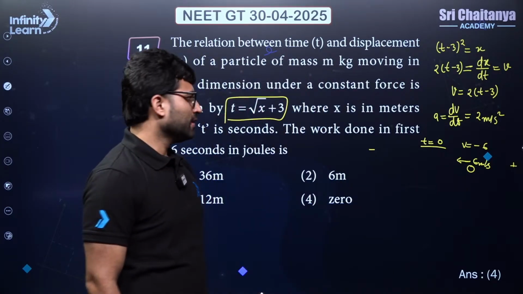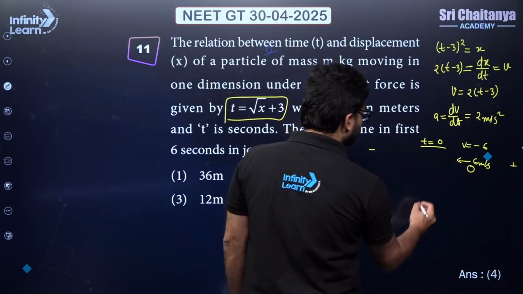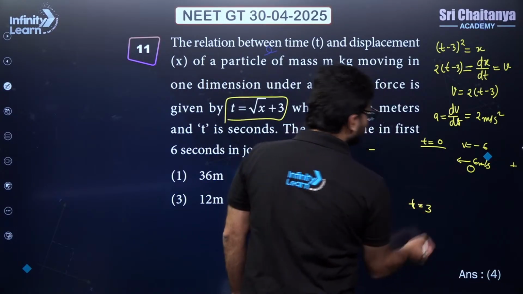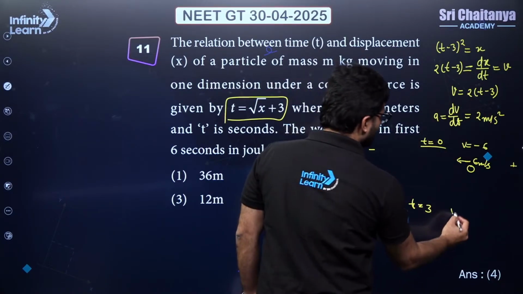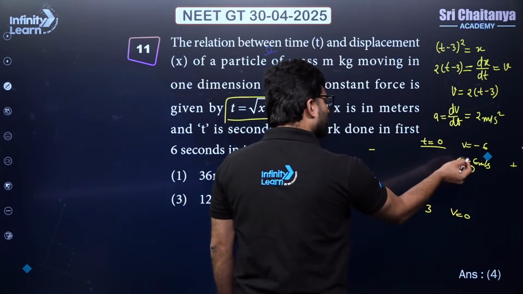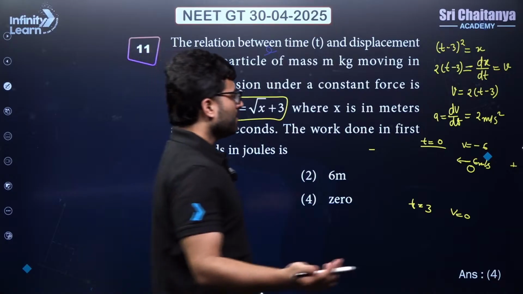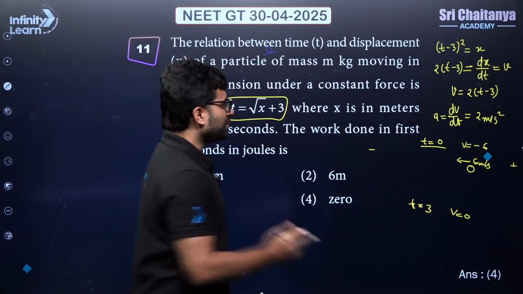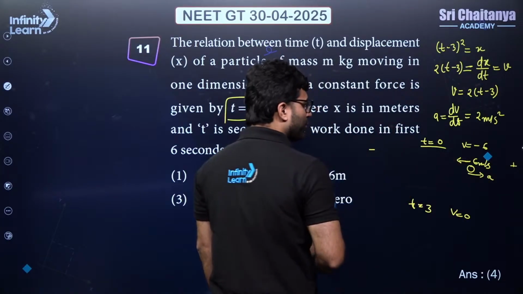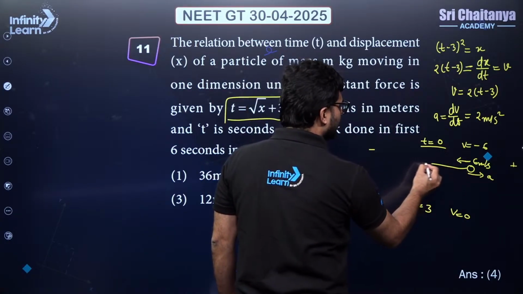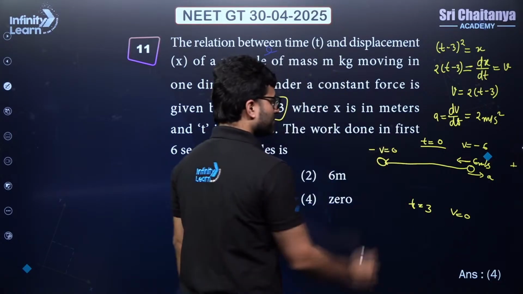Understood? Right? Now, at t equal to 3, if you put t equal to 3, velocity will become 0, right? Which means that from t equal to 0 till t equal to 3, this particle has decelerated, right? Why? Because acceleration is 2, which means that acceleration is on this side and velocity was opposite, which means that this particle was going here, decelerating, and finally the velocity became 0 here, right?